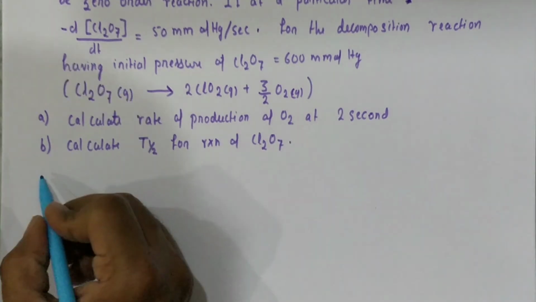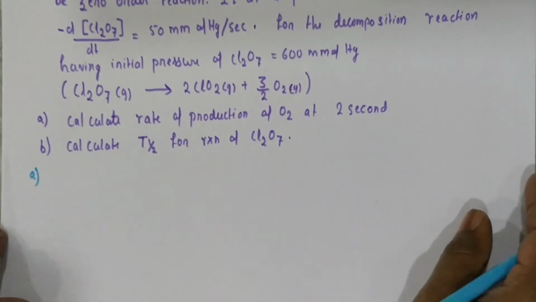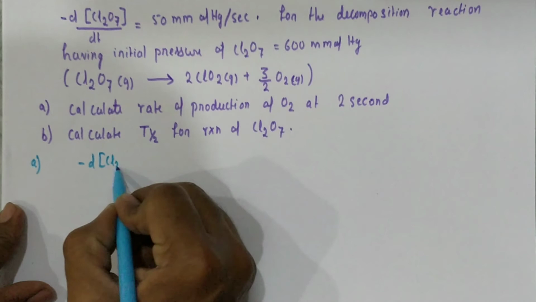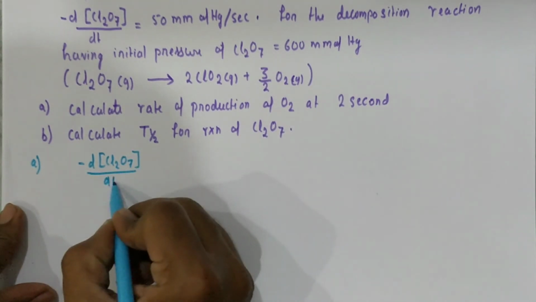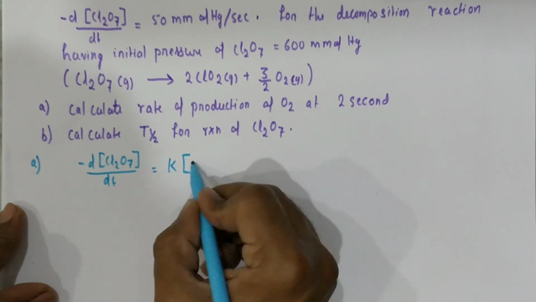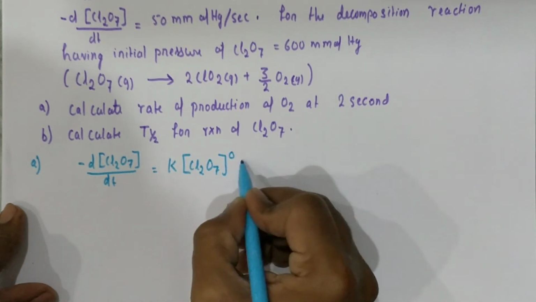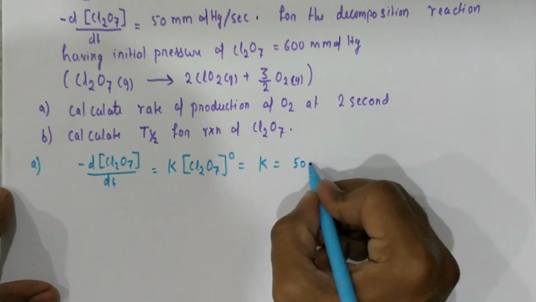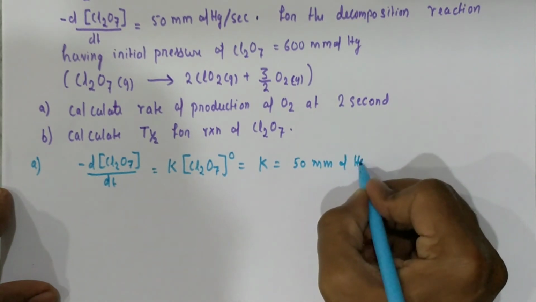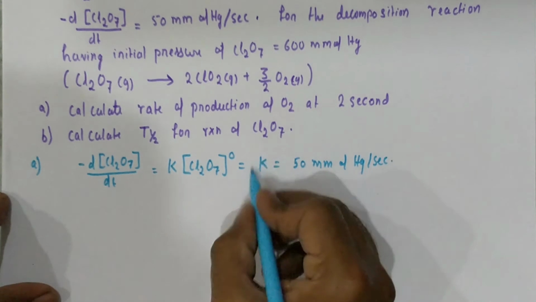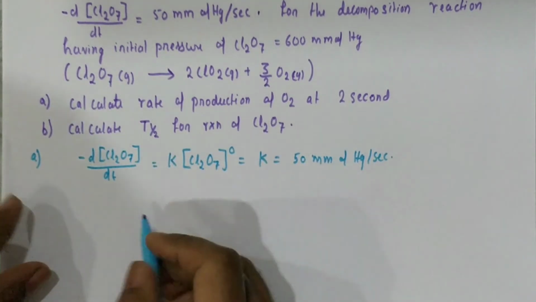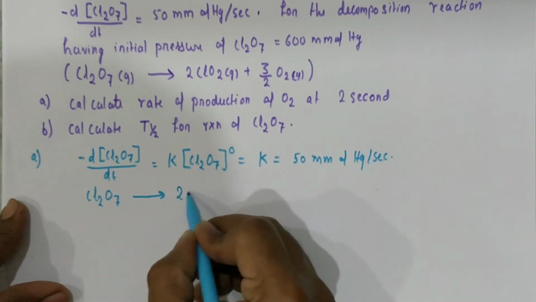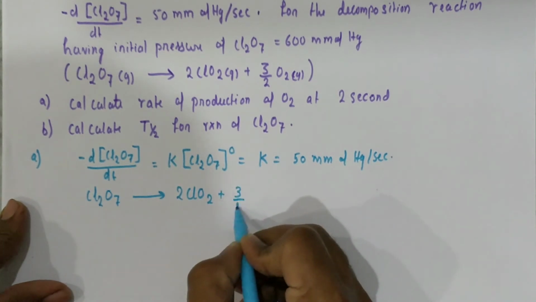So first of all, if we start with the first part, the minus d[Cl2O7] upon dt, because it is a zero order reaction, it will be K into [Cl2O7] to the power 0. That means it will be equal to K. And this is equal to 50 mm of Hg per second. So K we have already calculated. Now, because the reaction is Cl2O7 giving 2ClO2 plus 3 by 2 O2.